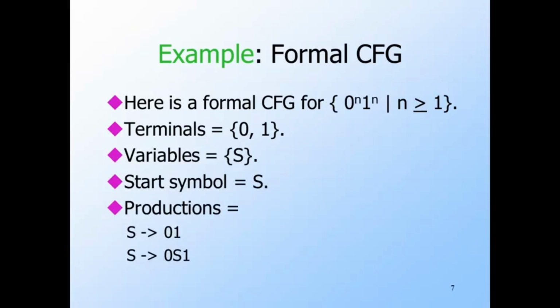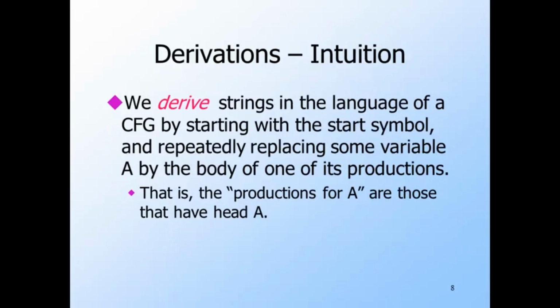The first production generates only the string 01, and the second production puts a 0 and 1 at the beginning and end, respectively, of a shorter string in the language. A derivation consists of a sequence of strings that typically have both terminals and variables, although they could have only one kind of symbol or even be empty. We start with the string consisting of just the start symbol.